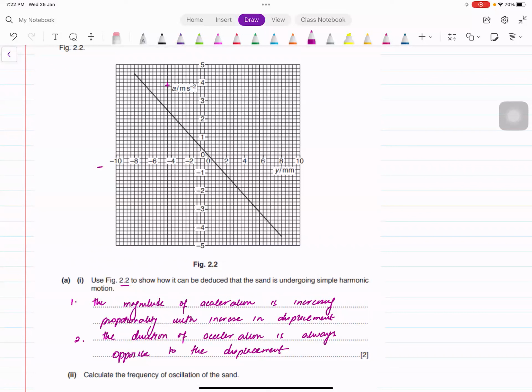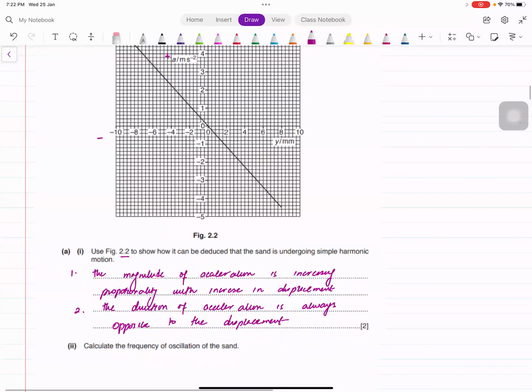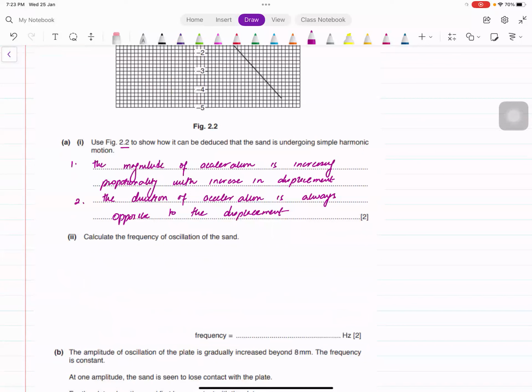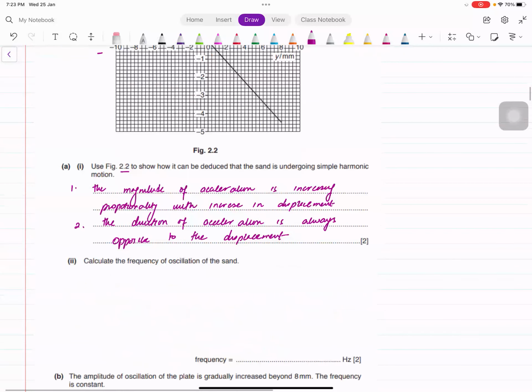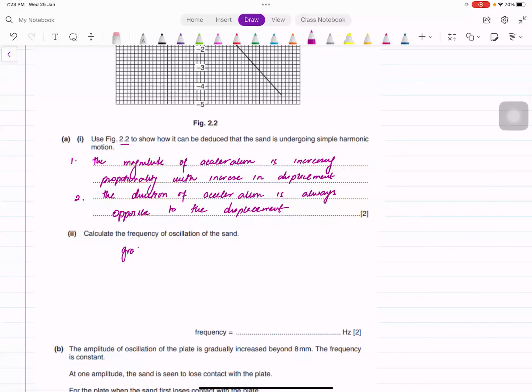Okay. Now, speaking of this, it says calculate the frequency of the oscillation. Obviously, when this kind of graph is given, you should remember that the gradient of this graph has to be negative omega squared, which is basically 2 pi f, whole squared. And this is how we're going to get the frequency. So we're going to end up finding the gradient.